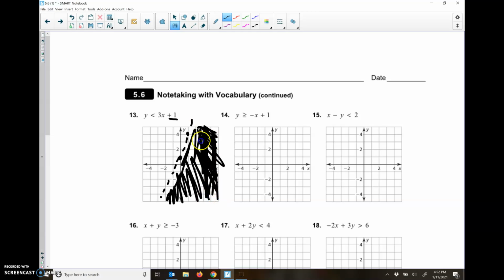If you're ever confused about which one's below and which one's above, then just pick a number. Usually I like to pick 0, 0. If 0, 0 works, then shade it. If it doesn't, then don't shade it.